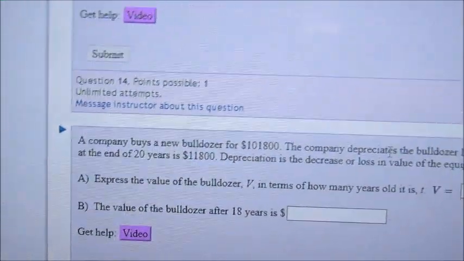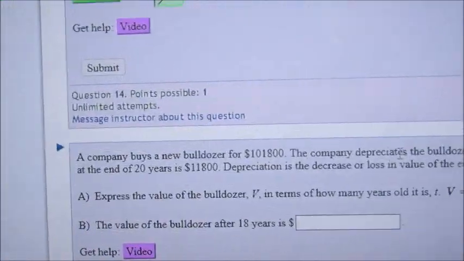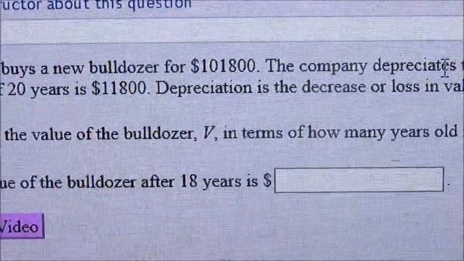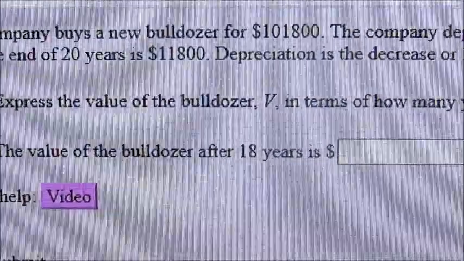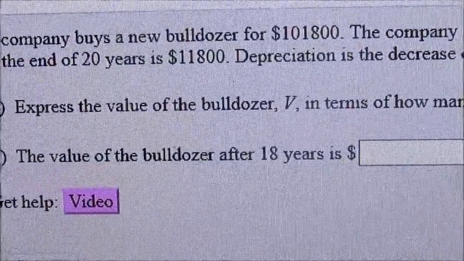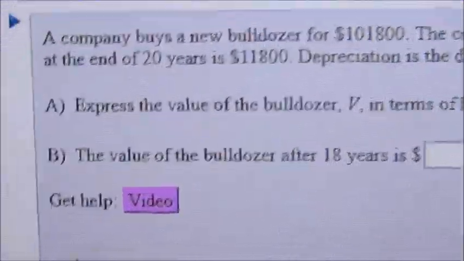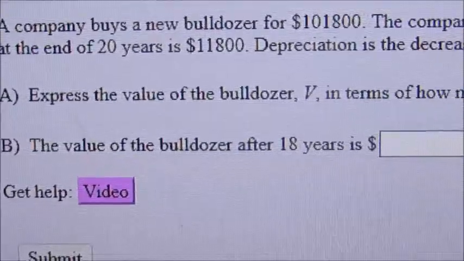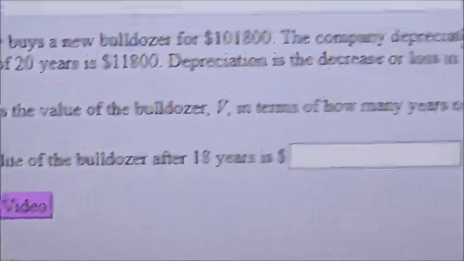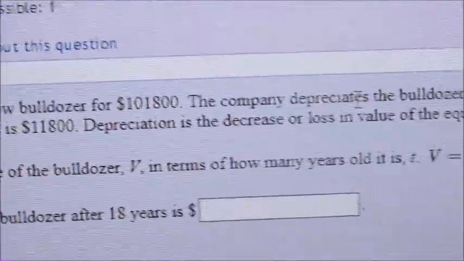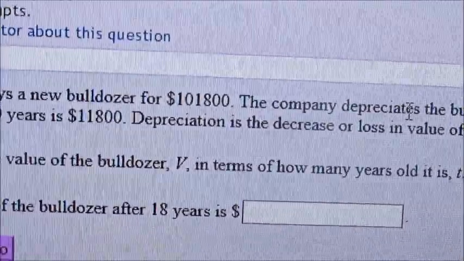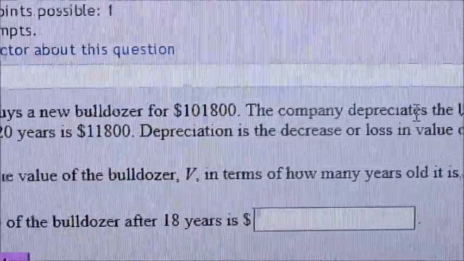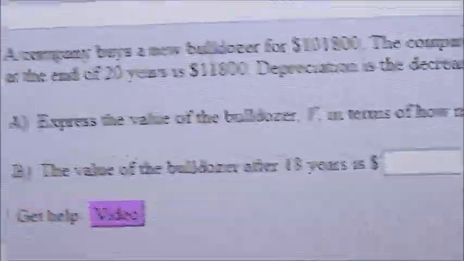Okay, so V is our Y, T is our X. So that means when it's new, X is 0, and Y, which is the value, is 101,800. Then it says that at T equals 20, Y, or the value, is 11,800. So our second point is 20, 11,800. So we know that those are our 2 points, 0, 101,800 and 20, 11,800.